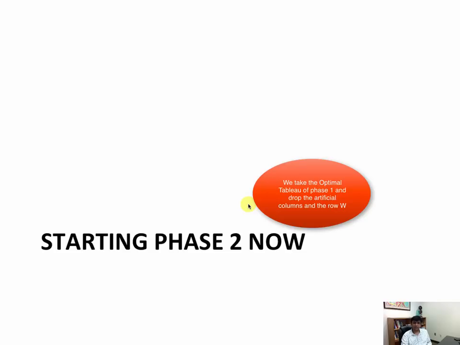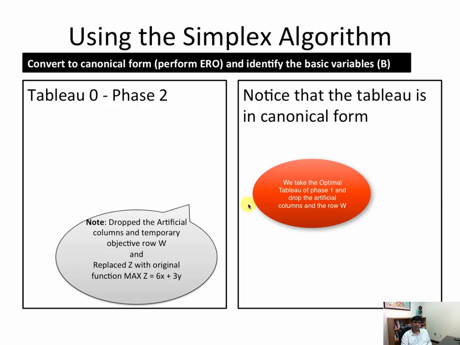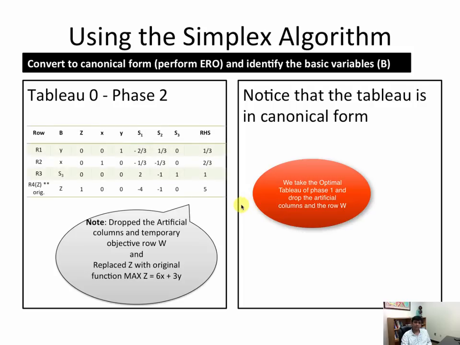Now we will start with our phase 2, and in phase 2, what we do is we drop the artificial columns and then we drop the W row. So our table now has tableau 0 here of phase 2, and we have our basic variables identified: y, x, s3 and z. And let's see, y is basic, x is basic, z is basic and s3 is basic.